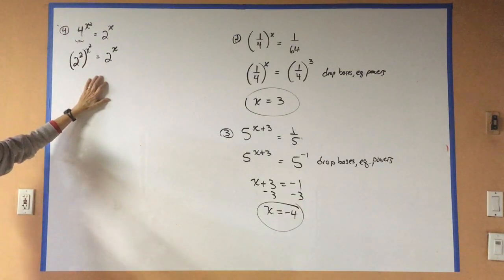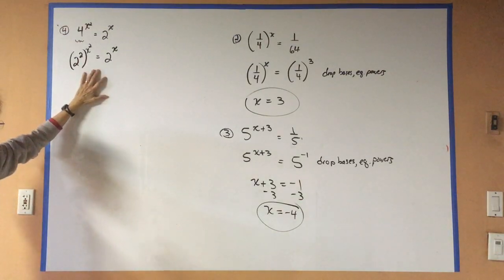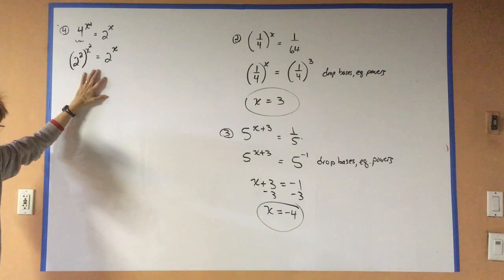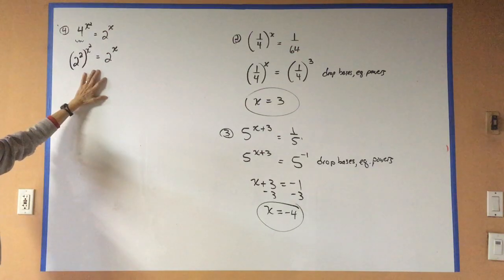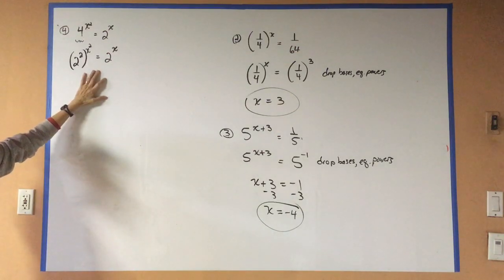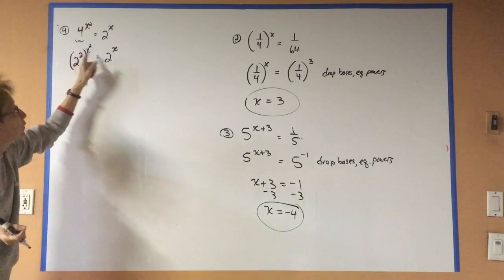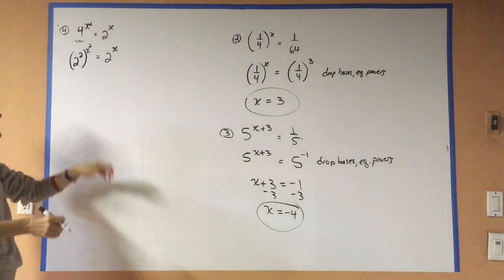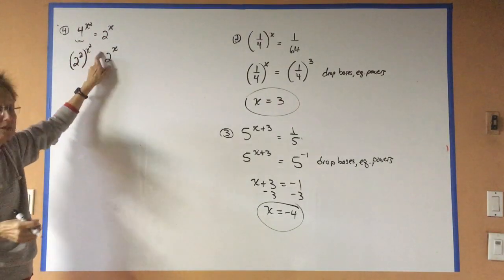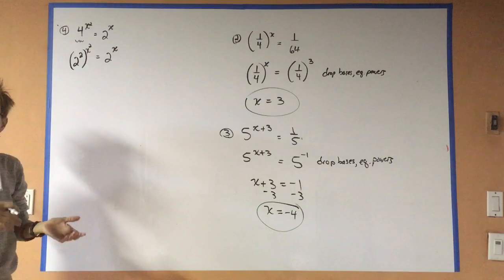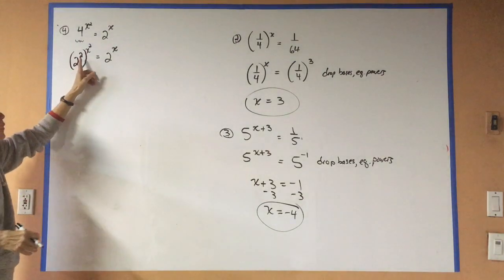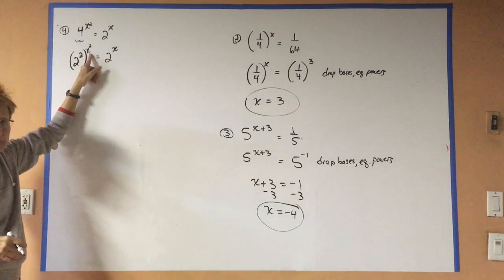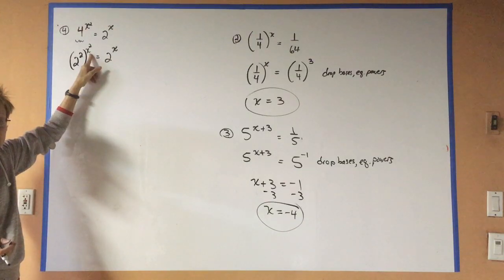I need this equation to look like the rule for exponents that says if you have same bases equal, then you can drop the base and equate the powers. I do not have same bases equal yet. This does not say 2 to a single power yet. It says 2 to a power raised to another power. So now we go back to chapter R. What do you do when you have a power raised to a power? What do you do with the powers?